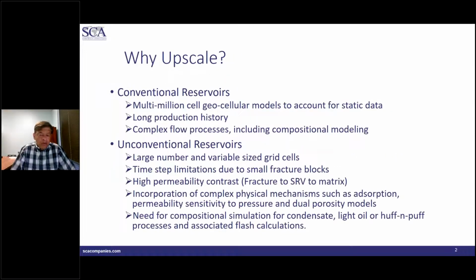So the first question we want to address is, why do we upscale? For conventional reservoirs, when you look at geocellular models, they contain multi-million cells. It's very difficult to flow model them without upscaling, and they tend to have long production history. In general, they could have complex flow processes like compositional modeling, and that always takes more time. If you can upscale them and reduce the number of grid blocks, then you can do the history matching as well as the flow simulation much faster.